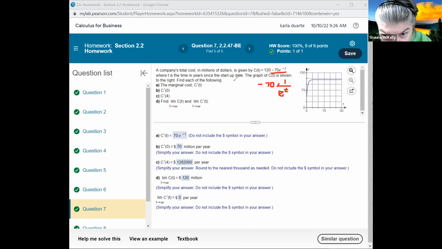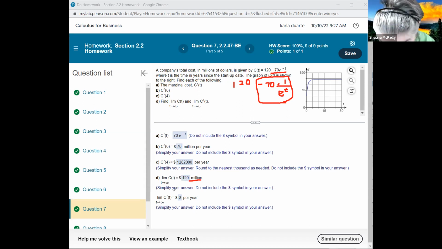So I have 120 in front of it. And I essentially have a term that, as t goes to infinity, this piece goes to 0, essentially. So the whole structure is going to 120. And again, this is in millions, so you can just enter 120 and be safe there.